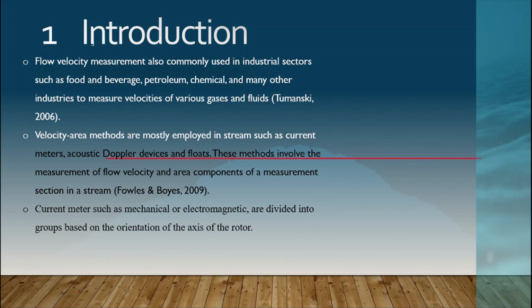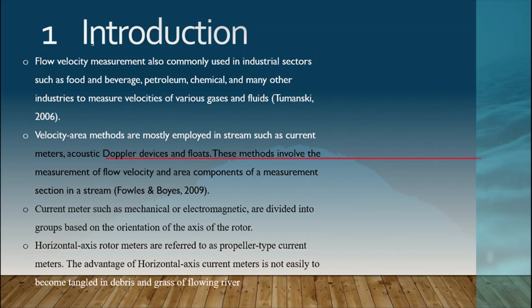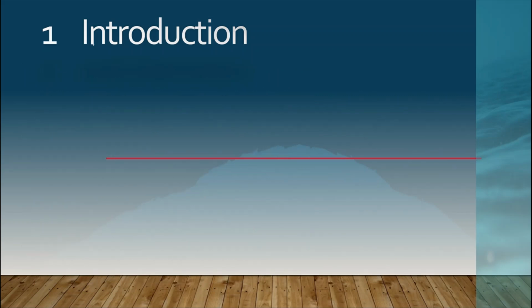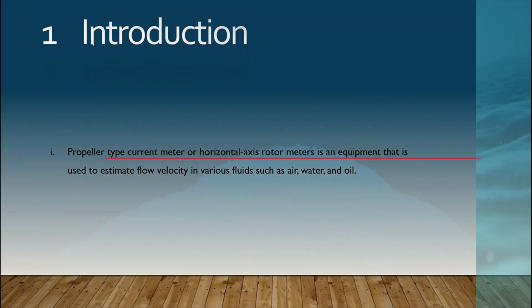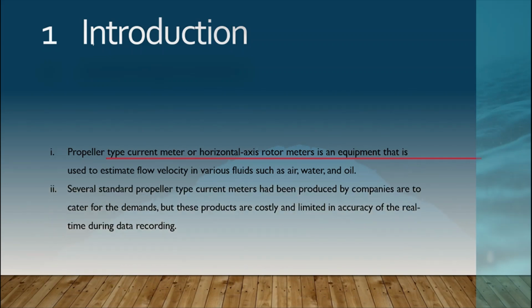Current meters are divided into groups based on the orientation of the axis of the rotor, and the horizontal axis rotor meters are referred to as propeller type current meters. The advantage of the horizontal axis current meter is that it does not easily become tangled in the debris and grass of a flowing river. The propeller type current meter, or horizontal axis rotor meter, is equipment used to estimate flow velocity in various fluids such as air, water, and oil.